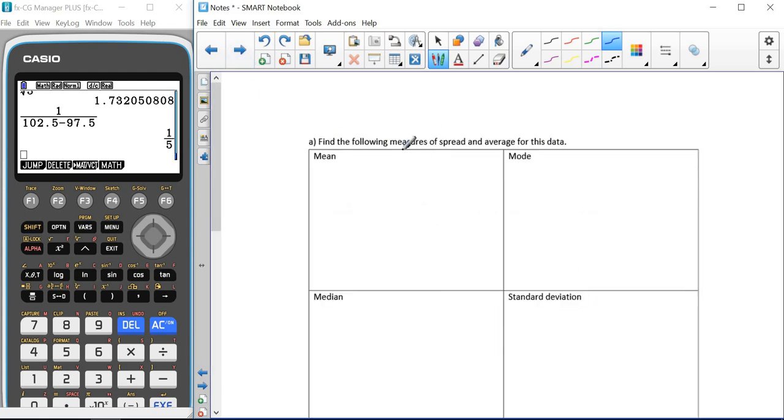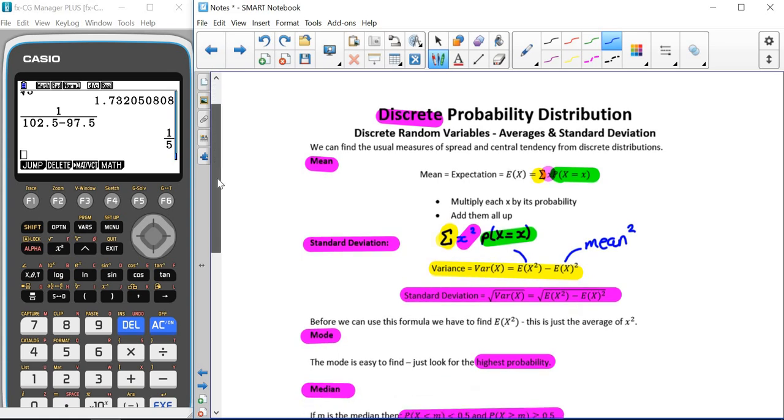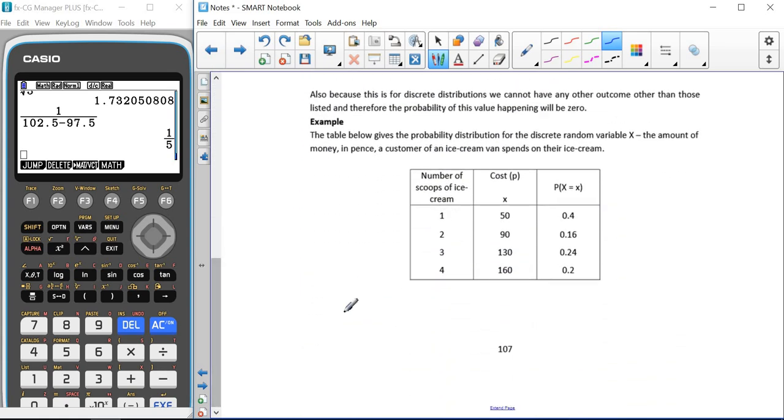So we're trying to find the mean, the mode, the median, and the standard deviation for this data. So I'm going to go back to the data. I am going to do it here, but there is space on the next page in the notes booklet.